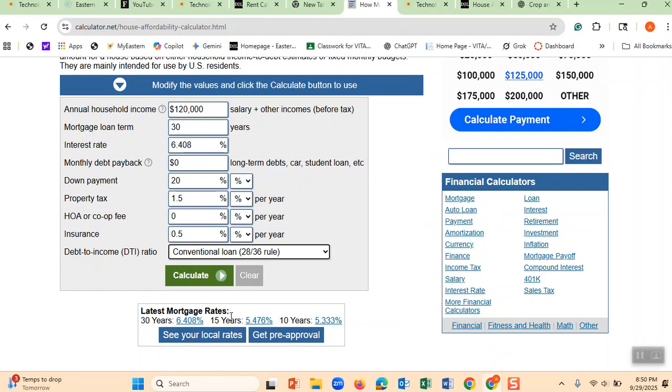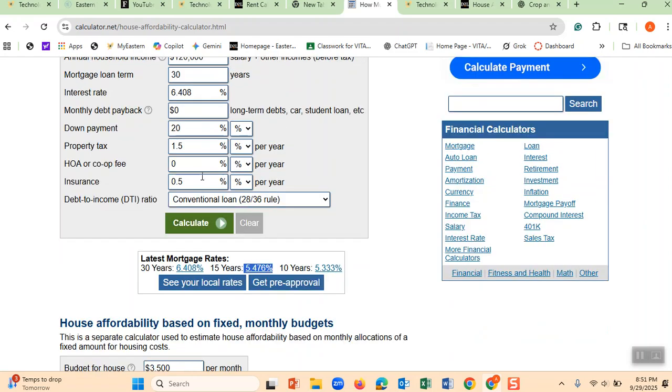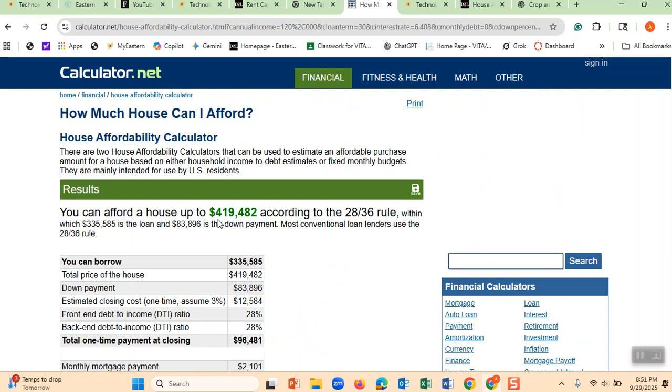Then we have 30 years, and this is the interest rate, and for 15 years they are going to give you a discount. If you use 10 years, you get an even lower interest rate. But let's stay with this. And then we come here and we click calculate. Let's see what it is.